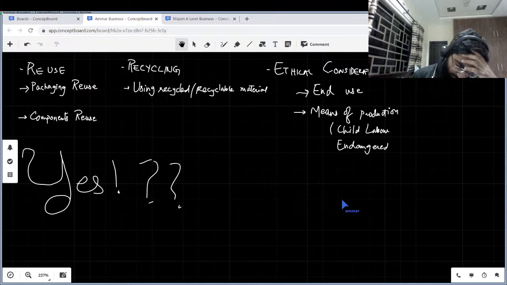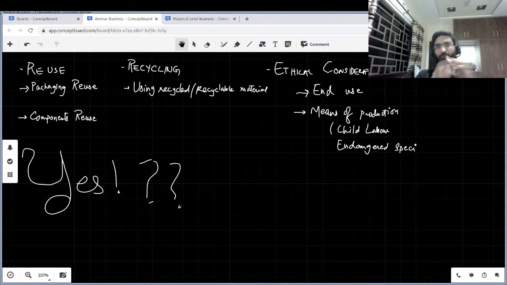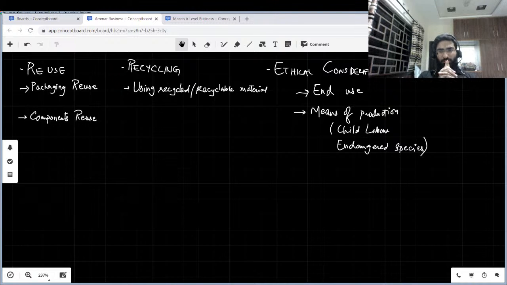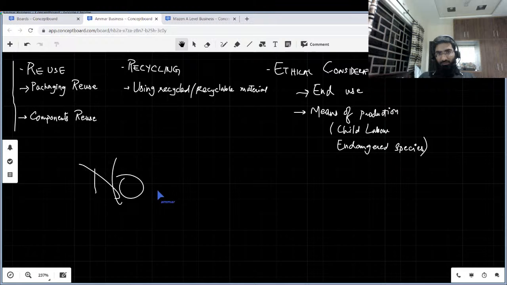Endangered species in general, and I mean the use of animals. For example, jewelry made from ivory, the horn of the rhino, or the tooth of the elephant. Those things that they have. So, should those be used? Musk deer. No, no, no.